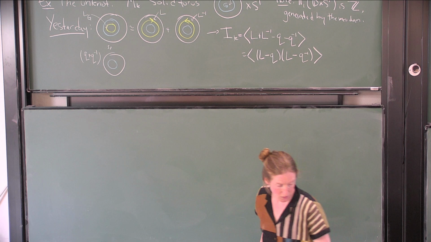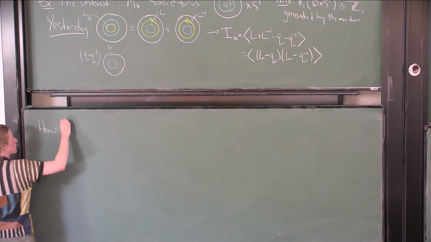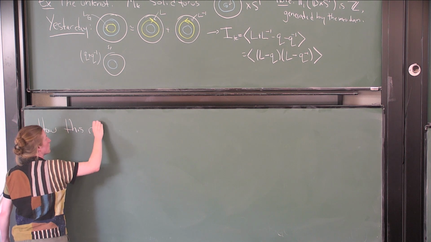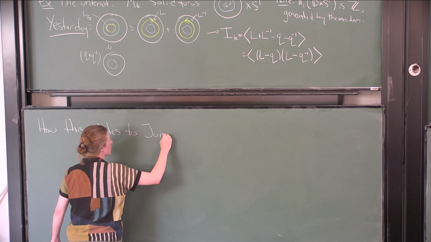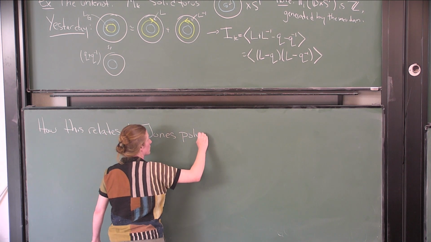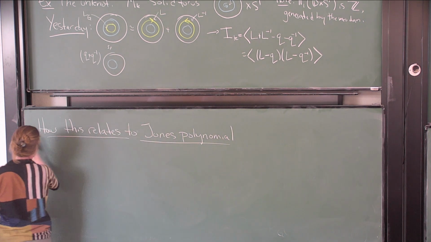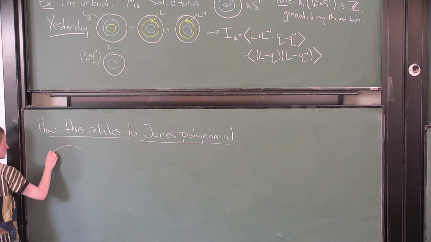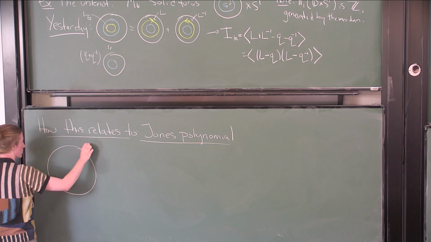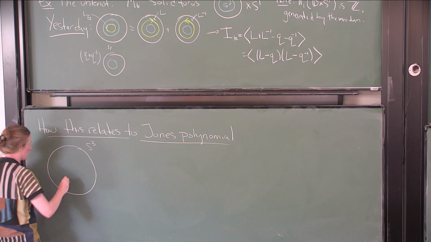Okay. So how do we make the Color-Jones polynomial? Well, I'll tell you now. What happens is I take S3 and I insert my knot.